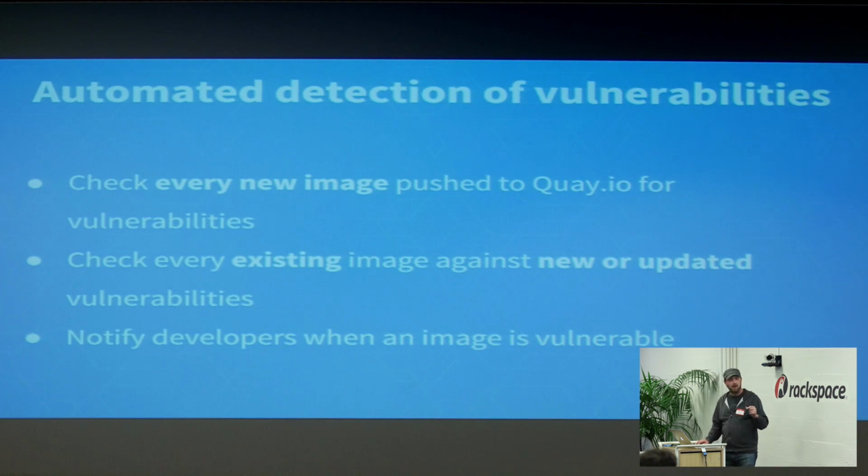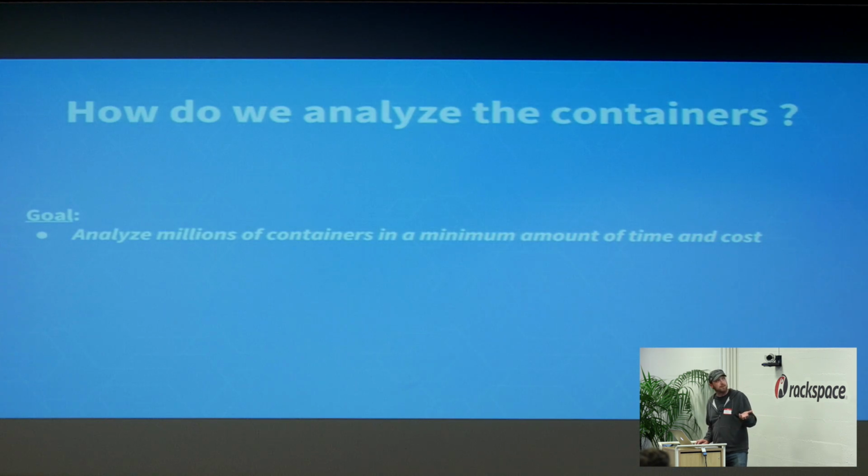However, we can check every new image that gets pushed and every existing image, every time the lists change, against the vulnerability lists published by operating system distributions. And I have a list of those. We'll talk about specific ones and how we add more a little bit later. So more than anything, we wanted to figure out that there were vulnerabilities in these images and provide some kind of notification to developers for them.